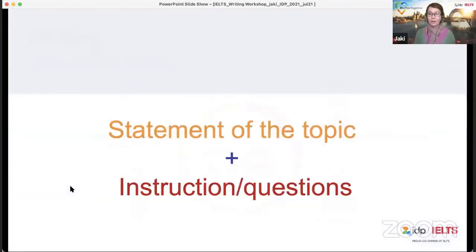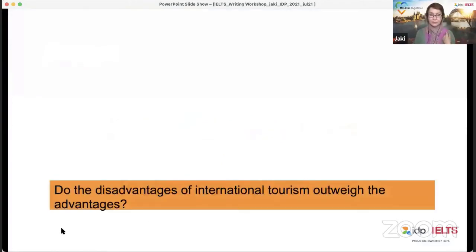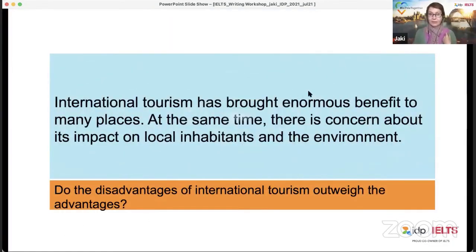All right. So when we get our essay topic, it's usually divided into 2 parts. We'll have a look at a lot of them. So there's the topic, and then there are your instructions. So let's have a look. So here we've got: international tourism has brought enormous benefits to many places. At the same time, there is concern about its impact on local inhabitants and the environment. Do the advantages of international tourism outweigh the disadvantages?